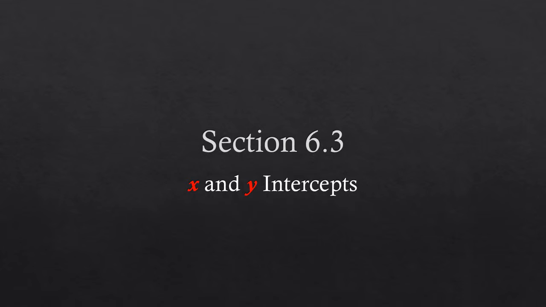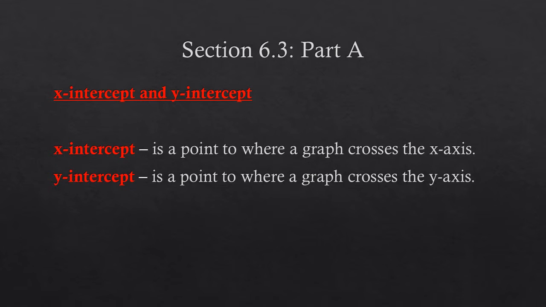Section 6.3, x and y intercepts. By definition, an x-intercept is a point where a graph crosses the x-axis. A y-intercept is a point where the graph crosses the y-axis.